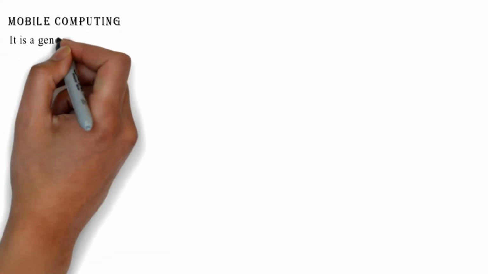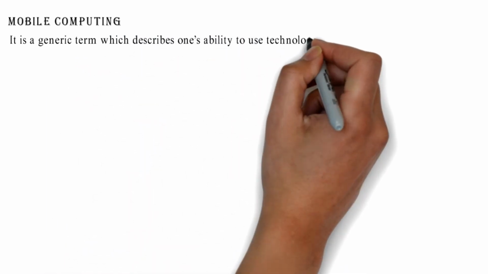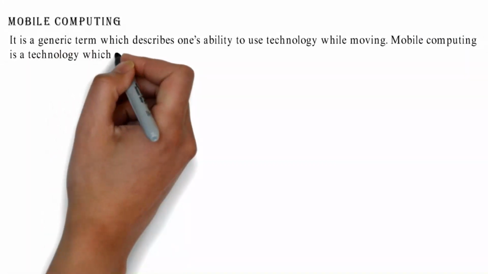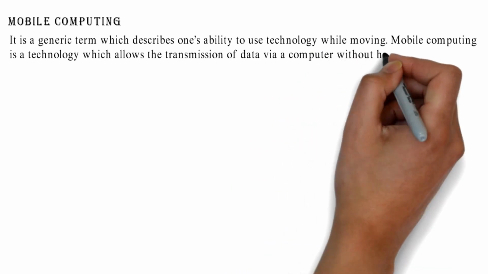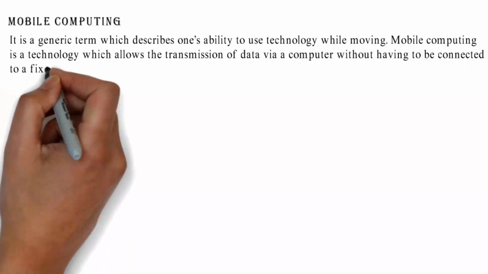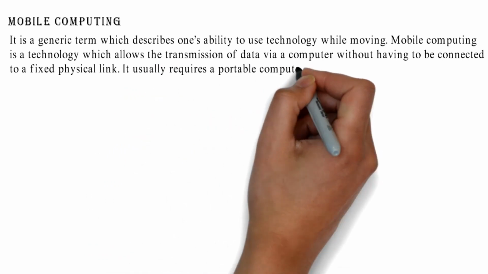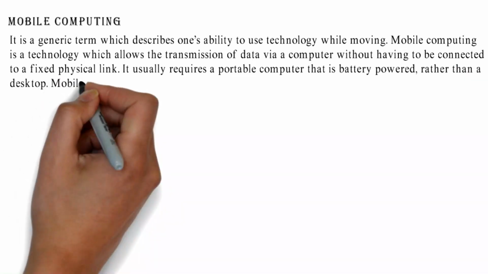Mobile computing. It is a generic term which describes one's ability to use technology while moving. Mobile computing is a technology which allows the transmission of data via a computer without having to be connected to a fixed physical link. It usually requires a portable computer that is battery-powered rather than a desktop.